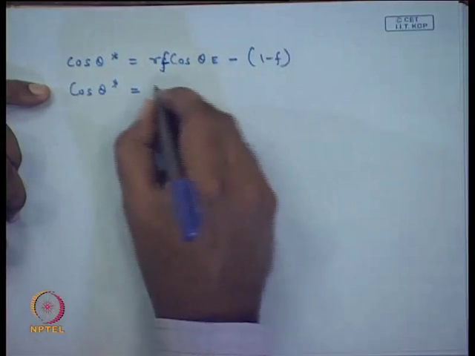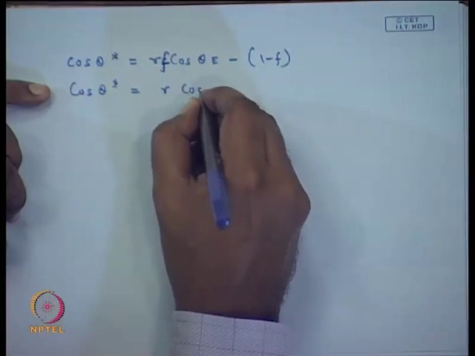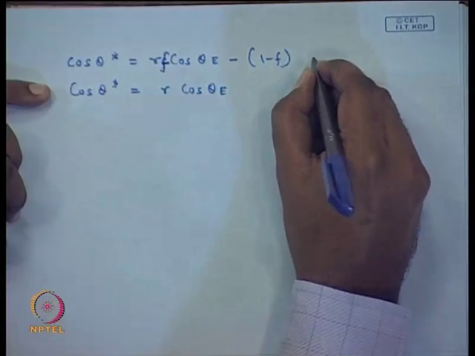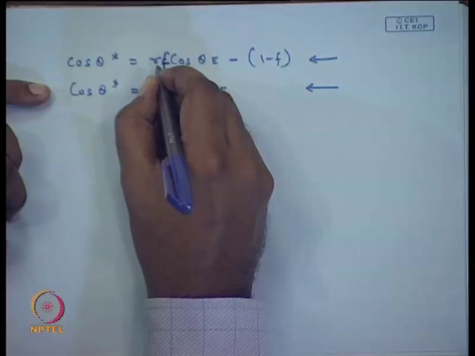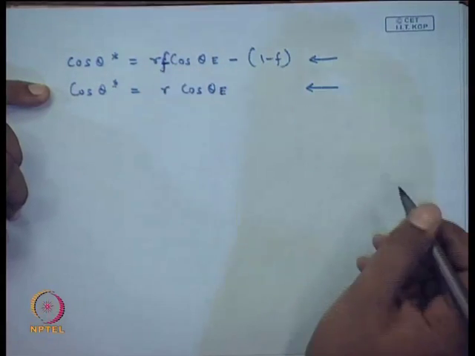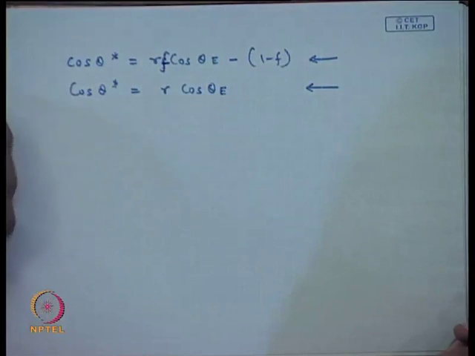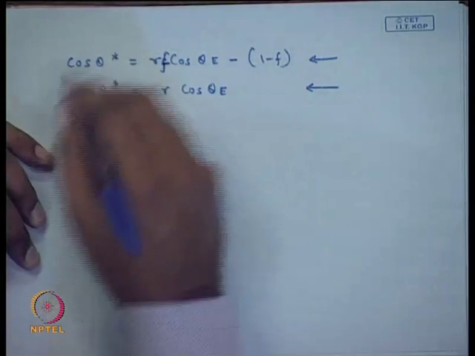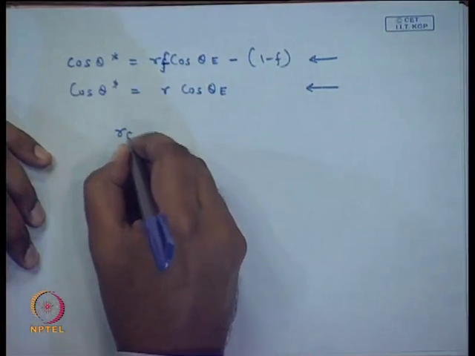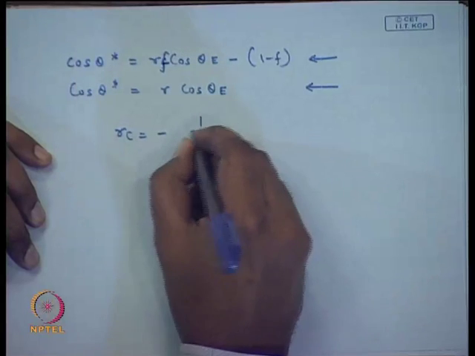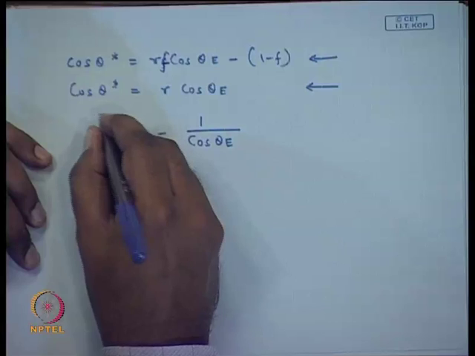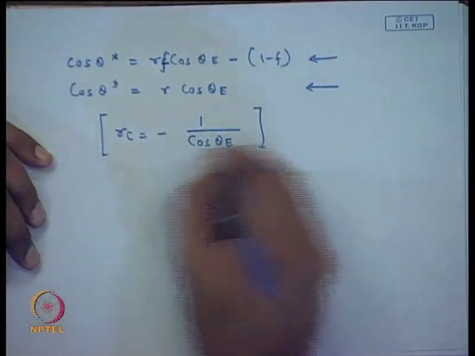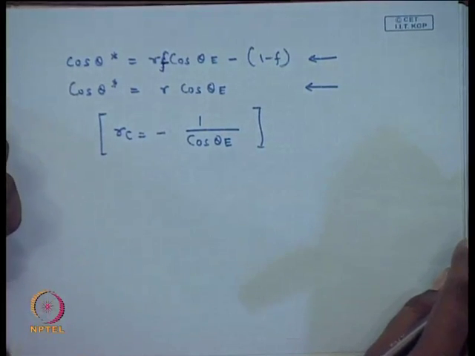So, this is the equation for the Cassie state, and this is the equation for the Wenzel state. For all practical purposes, instead of r_f I have written r. If you are looking at the transition between the two states, you can equate these two and find the critical roughness above which you can guarantee a Cassie state of wetting, given by this relation.